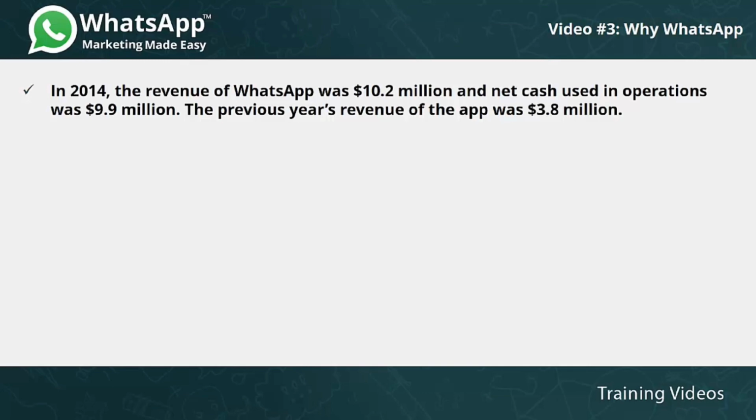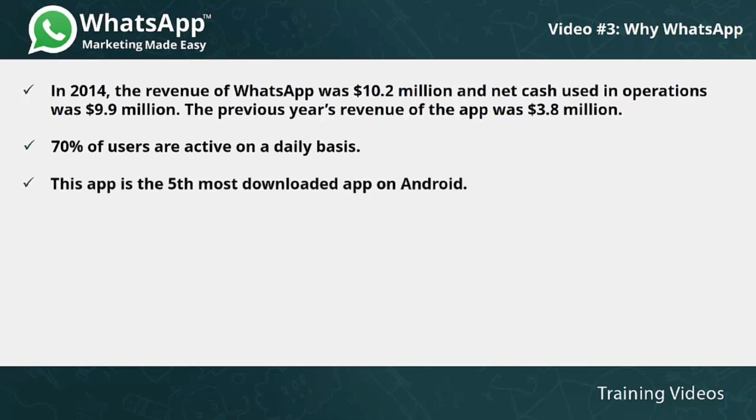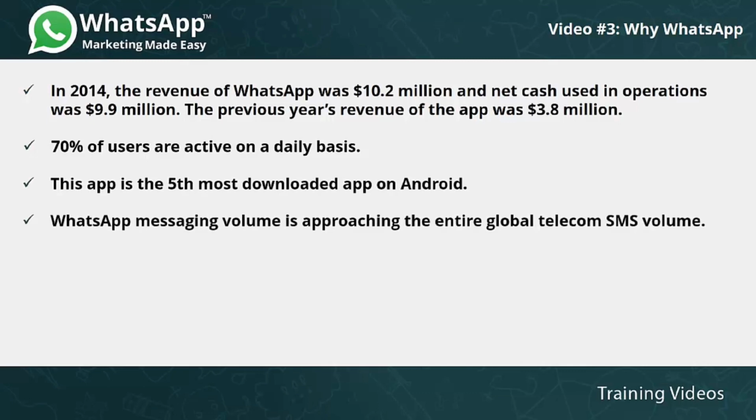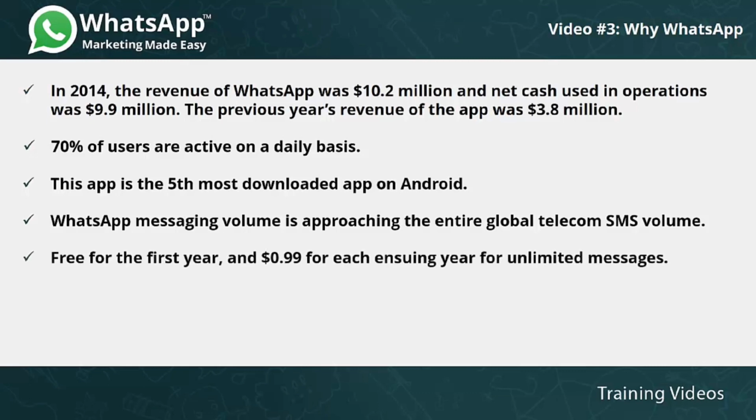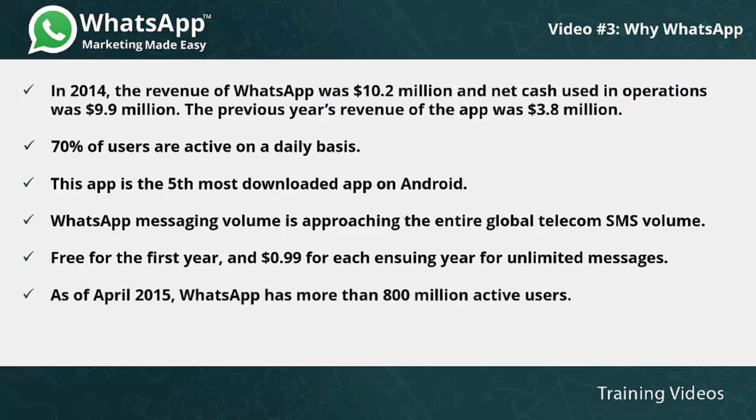Shocking facts. In 2014, the revenue of WhatsApp was $10.2 million, and net cash used in operations was $9.9 million. The previous year's revenue of the app was $3.8 million. 70% of users are active on a daily basis. This app is the 5th most downloaded app on Android. WhatsApp messaging volume is approaching the entire global telecom SMS volume. Free for the first year and 99 cents for each ensuing year for unlimited messages. As of April 2015, WhatsApp has more than 800 million active users.